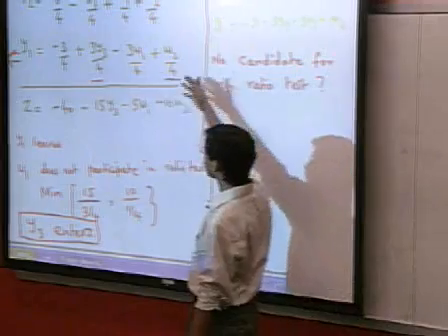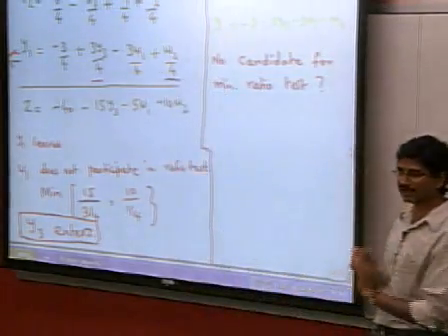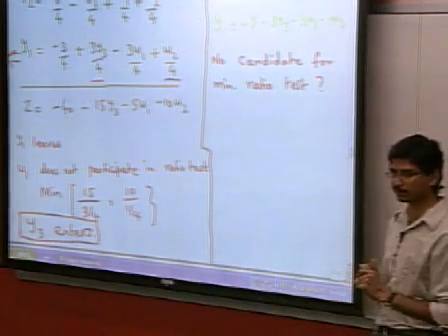So Y3 enters, Y1 leaves, and one can actually work out the details. The next dictionary will turn out to be optimal.